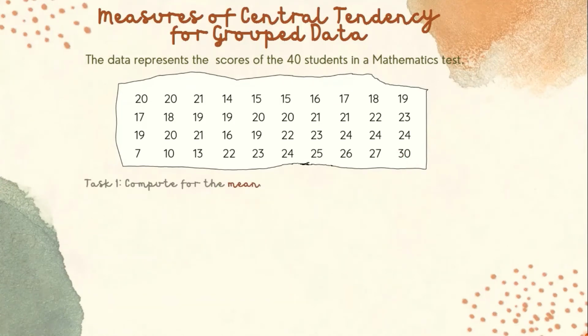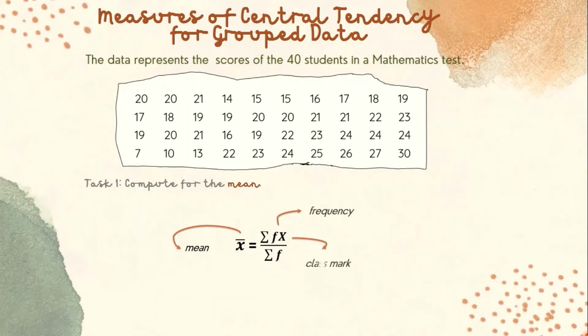Our first task is to compute for the mean. When finding out the mean for a group data, we need to follow this formula. Where x bar refers to mean, we have the sigma notation that pertains to the addition process. F is for frequency and X is for class mark.